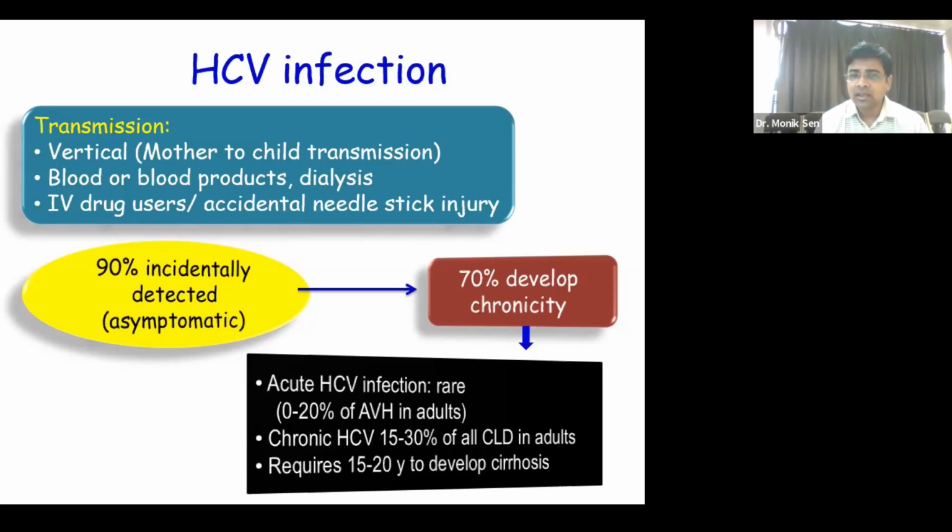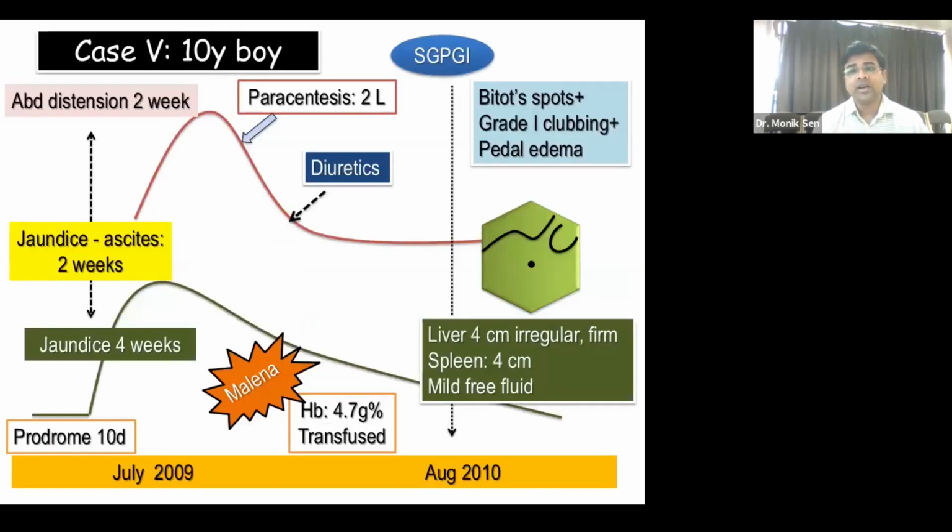Acute is very rare. Chronic is common in adults. In children, chronic hepatitis C is slightly uncommon, and it takes about 20 years to develop cirrhosis. There are wonder drugs available in hepatitis C these days, which allow you to clear hepatitis C very quickly.